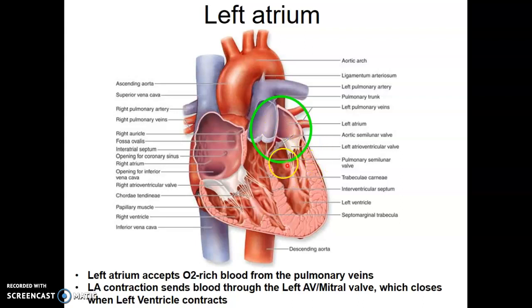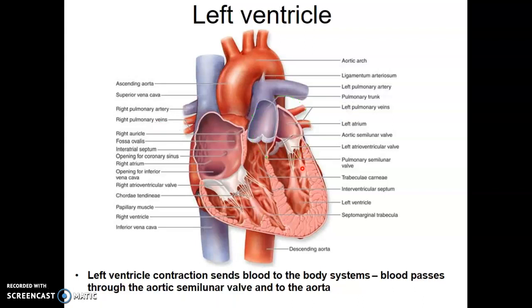Right here, sometimes you may hear the term mitral valve prolapse. It closes when the left ventricle contracts. Here comes blood through our pulmonary veins back into the left atrium, and then the blood is pumped from the left atrium into the left ventricle.